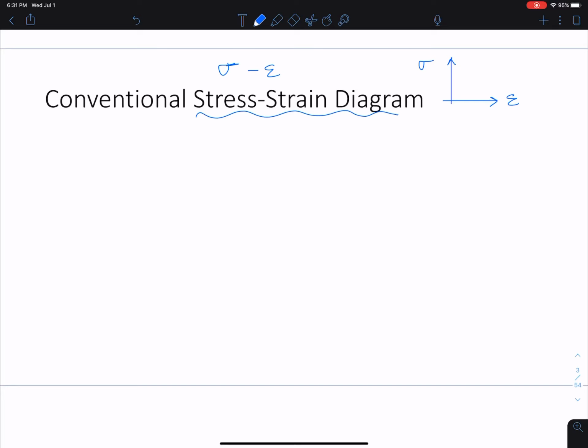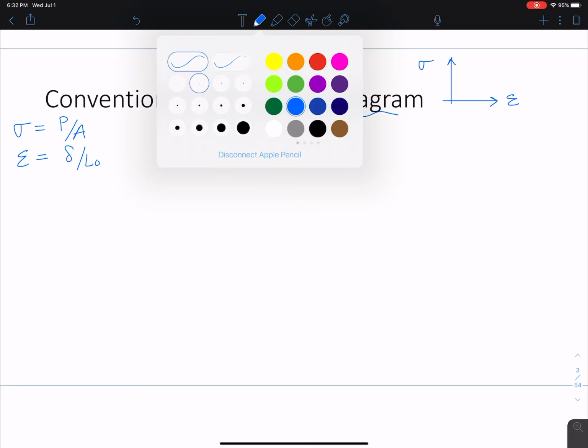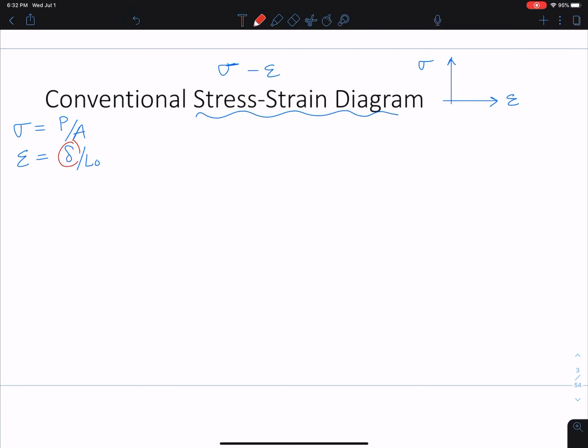Some things that we remember from topic 1 are that sigma is equal to force over the cross-sectional area, and that epsilon is equal to delta over L naught. Delta is just the change in length; you can call it L final minus L initial. Whatever you want to call it, it's just the change in length. And I'm going to add something here. I'm going to call this A naught.